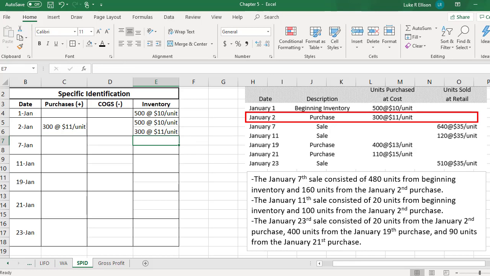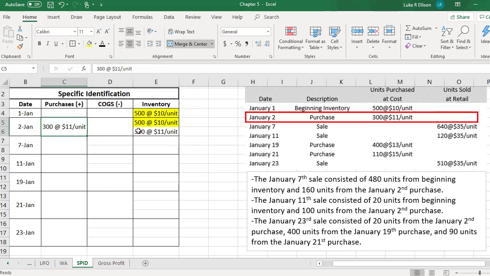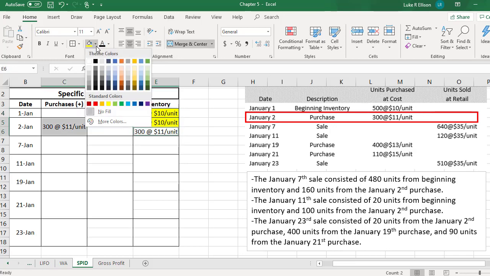In order to make the rest of the problem easier, I'm going to highlight our chart based on our inventory cost. So let's make the $10 per unit inventory yellow, and then let's use green for the $11 inventory.